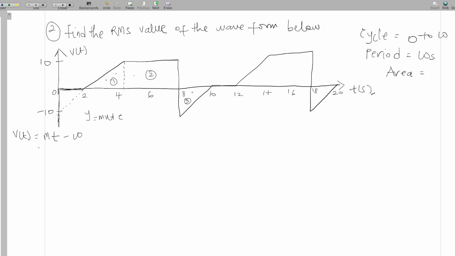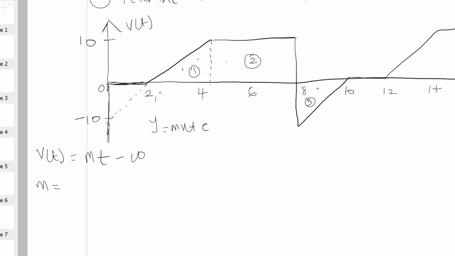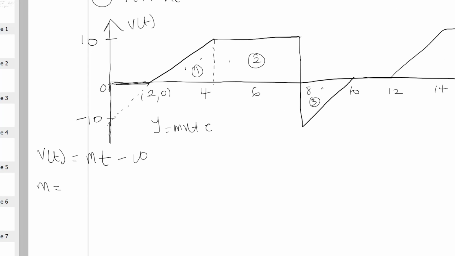Okay, so then we can find the gradient, that is m, changing y over changing x. But we should find the coordinates before of the line. So let's say here is 2 and 0.